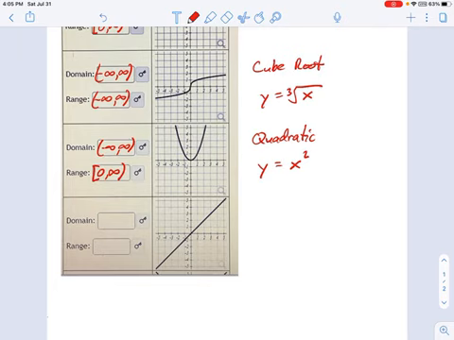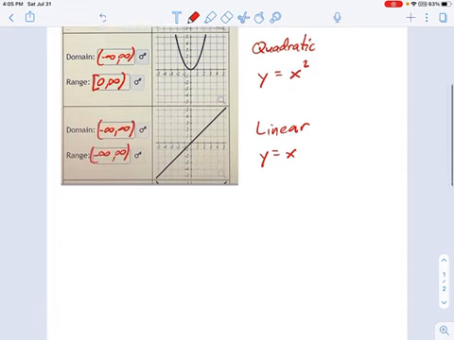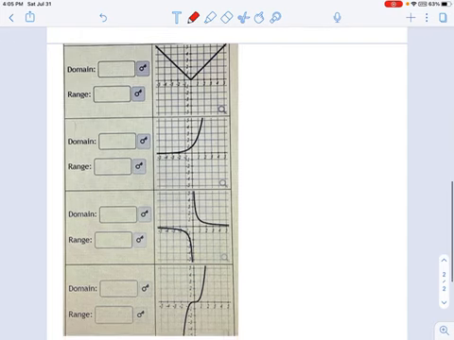Okay. And this one right here is very, very simple. This is a linear function, and the parent of that looks like y equals x. Okay, the domain being all numbers, again, and likewise for the range. And then let's move on, find a few more. Okay, so this is an interesting one. This is the absolute value function.